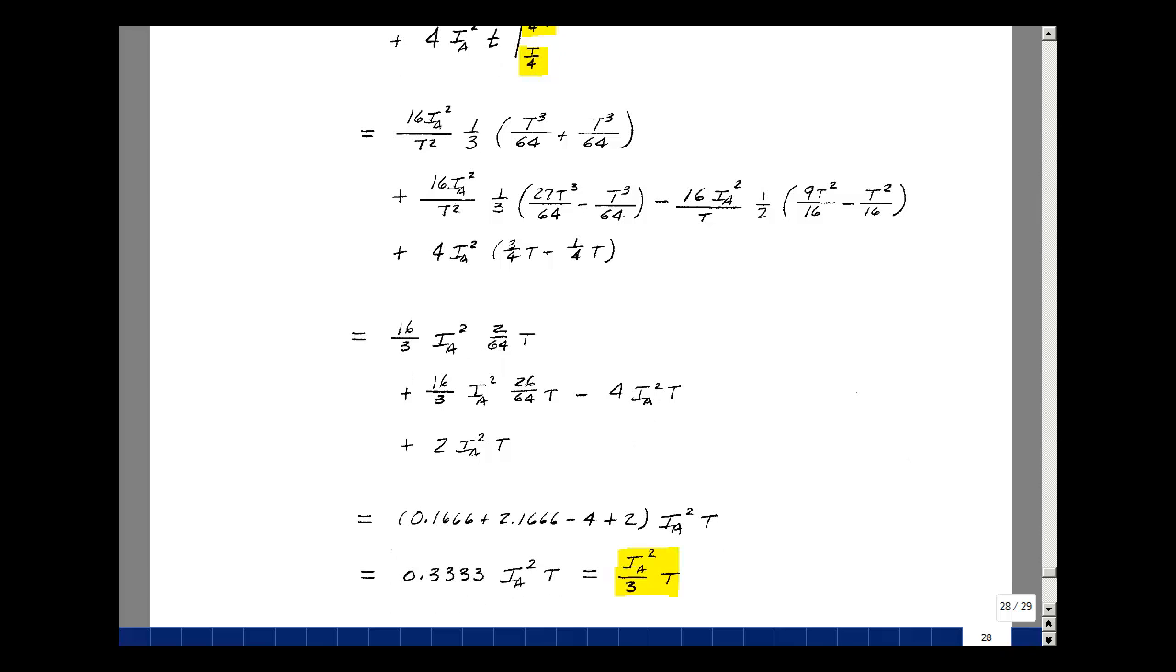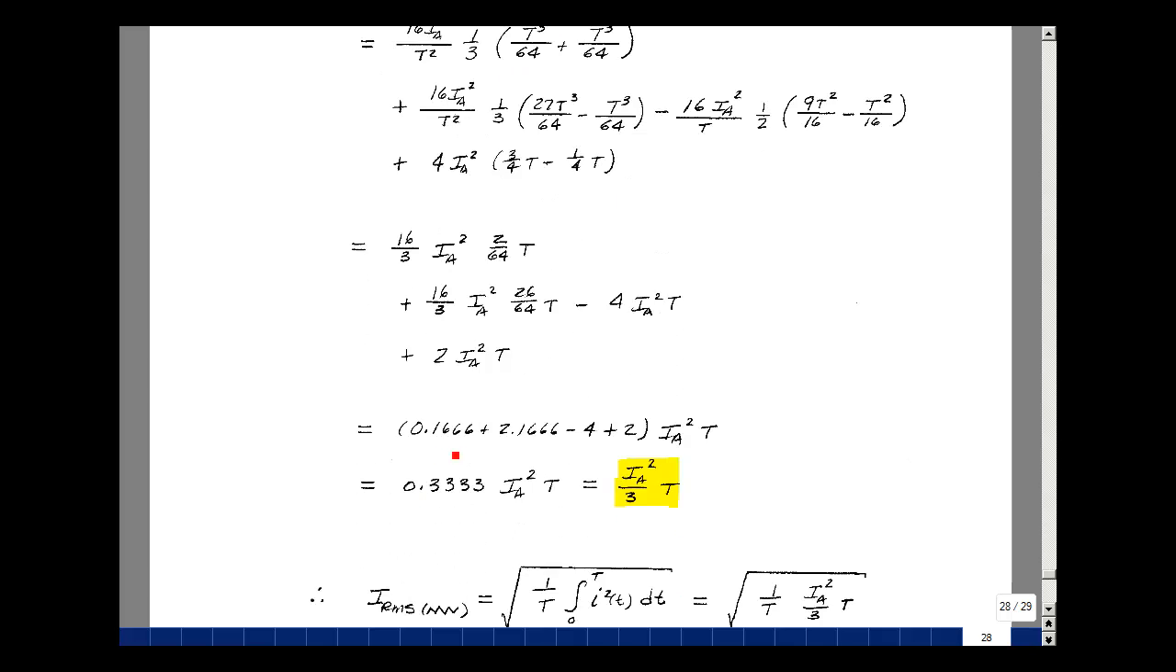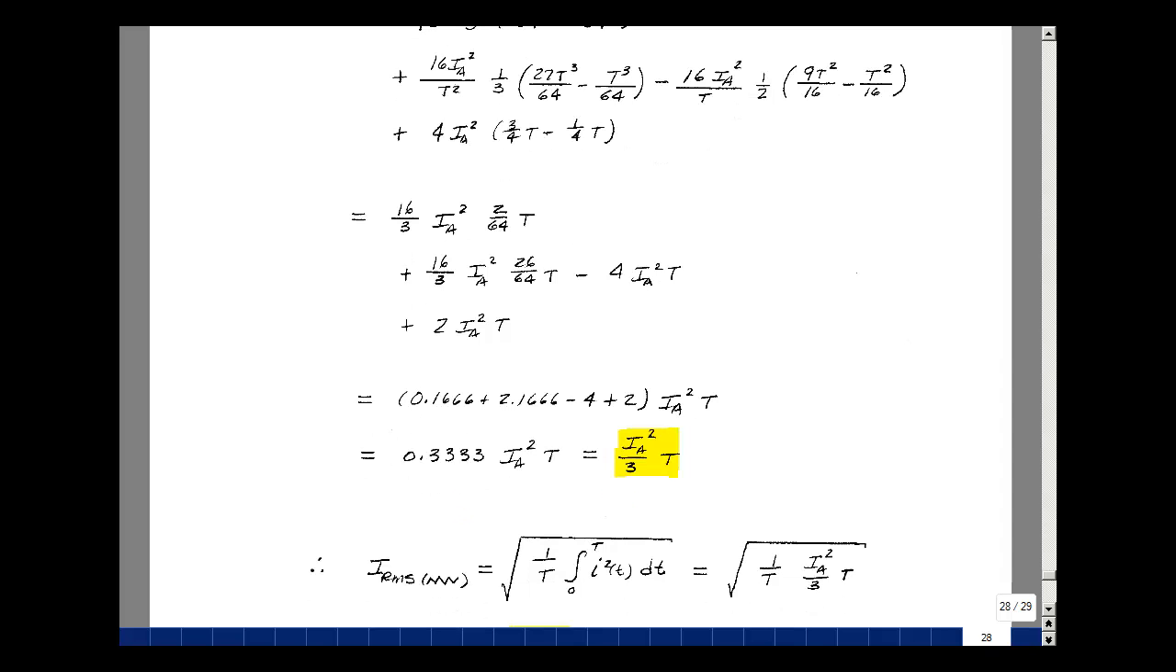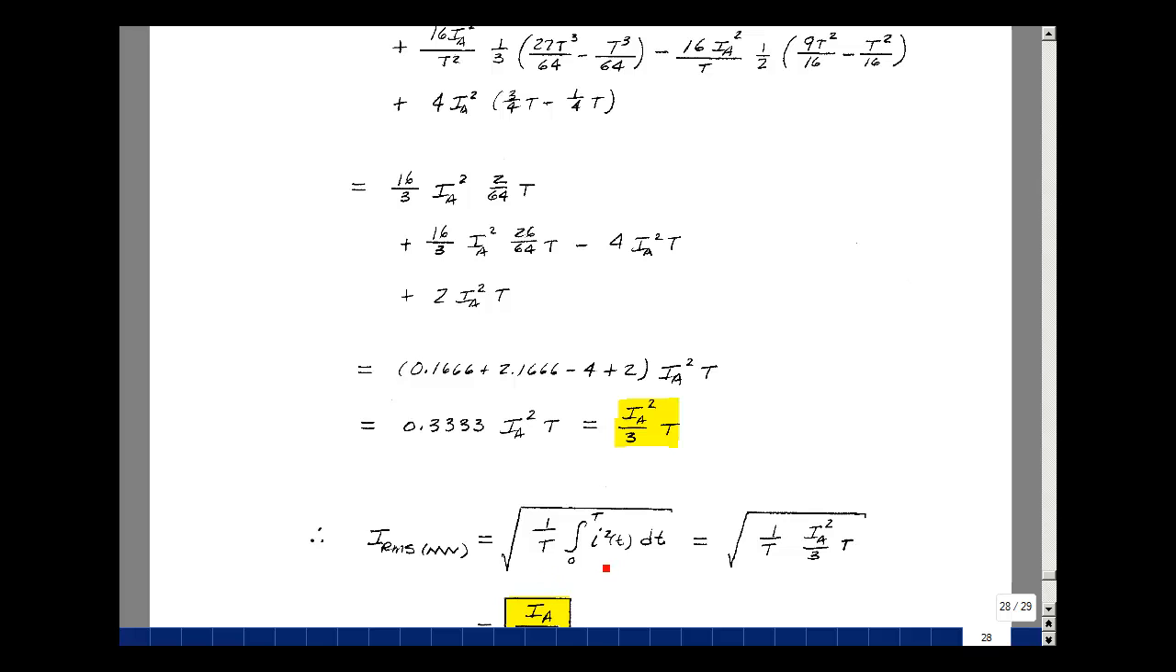And finding the decimal equivalent of these, first term is 0.1666, 2.166, minus 4, and plus 2. Adding all together, I get 0.333, which is basically a third. So the RMS value of this triangle wave is the root of the mean of the function squared. We found that this was equal to I sub a squared over 3 times t.